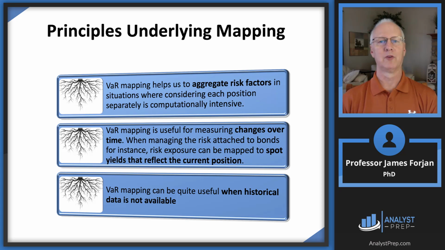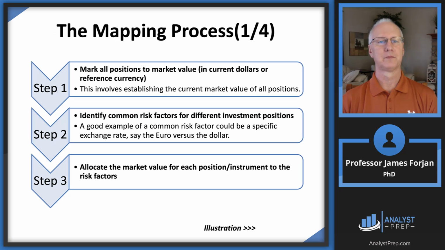All right, how about some principles underlying the mapping? What this mapping is going to do is help us to aggregate the risk factors. It's useful in measuring changes over time. And of course, it's really helpful when historical data is not available. So let's get started on this process here. What we're going to do is marking to market. We always want to do that. Of course, we want to find out what that current value is, and then identify these common risk factors.